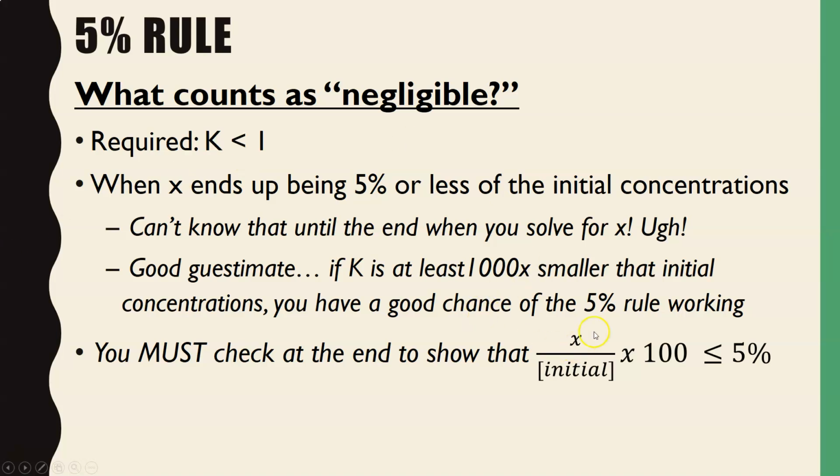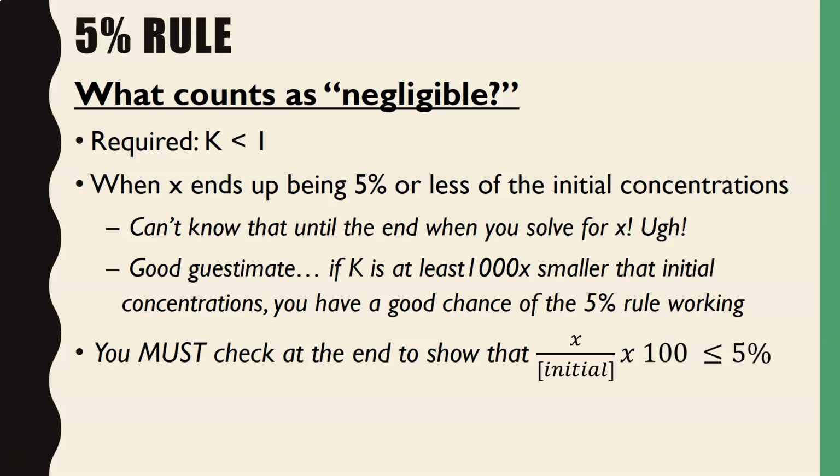So the x that you solve for over your initial concentration times 100 needs to be less than 5%. Okay? So if that's true, great. Proceed on to the next question. Your guesstimate was good. You are allowed to use the 5% rule. If you end up with a percent that's larger than 5%, you've got to go back and redo the whole thing with the quadratic equation.